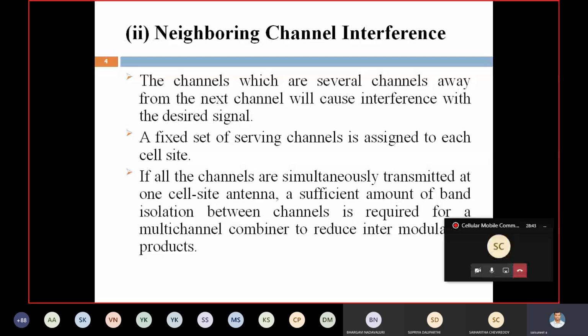A sufficient amount of band isolation between channels is required for a multi-channel combiner to reduce intermodulation product. This is the best one, right? Next we have here, this is about the first one.